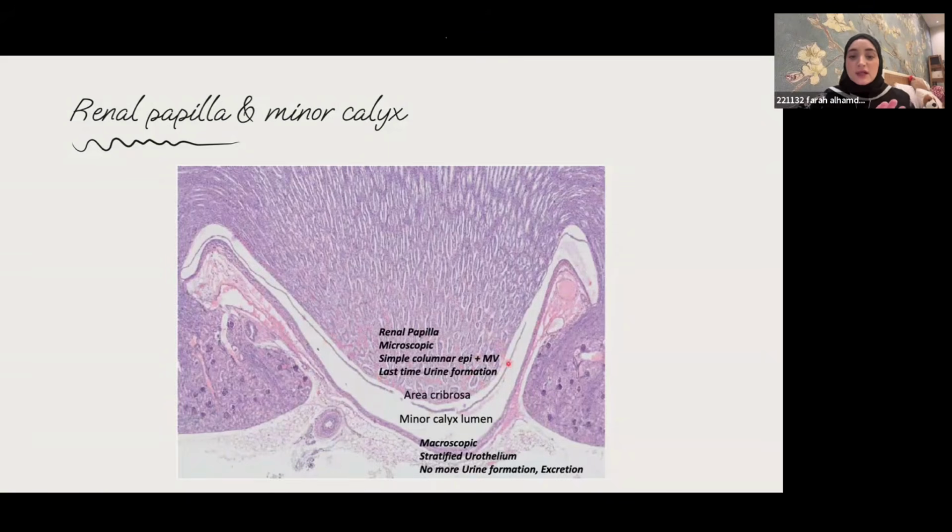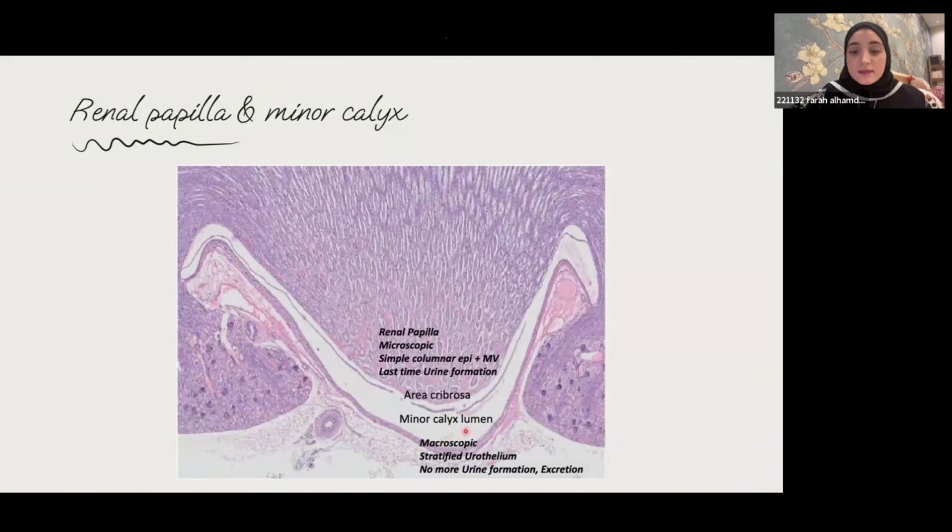Then the area cribrosa. Area cribrosa is basically an area where we have the openings of the papillary ducts of Bellini. This is where they drain into the minor calyx lumen. This is where macroscopic urine flow happens, macroscopic because we can see this with our naked eye. This is the first urine transport duct that we can see with our naked eyes, which is the minor calyx. Everything else inside the kidney parenchyma is not visible with the naked eye. You need a microscope.